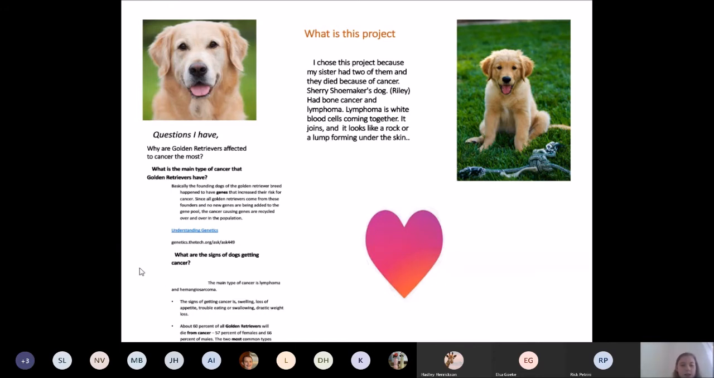What are signs of dogs getting cancer? Well, first, the main types of cancer are lymphoma and hemangiosarcoma. The signs of cancer are swelling, loss of appetite, trouble eating or swallowing, and drastic weight loss. I chose this project because my sister had two of them and they died because of cancer, and Sherry Shoemaker's dog, Riley, had bone cancer and lymphoma. Lymphoma is white blood cells coming together. It joins and looks like a rock or a lump forming under the skin.